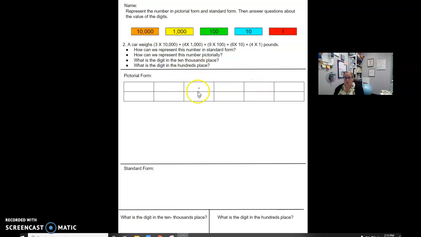Again, you're going to complete your place value chart. You're going to use the place value discs to represent it pictorially. You're then going to tell me the standard form of this number, and then you're going to answer the question, what is the digit in the 10,000s place, and what is the digit in the hundreds place?